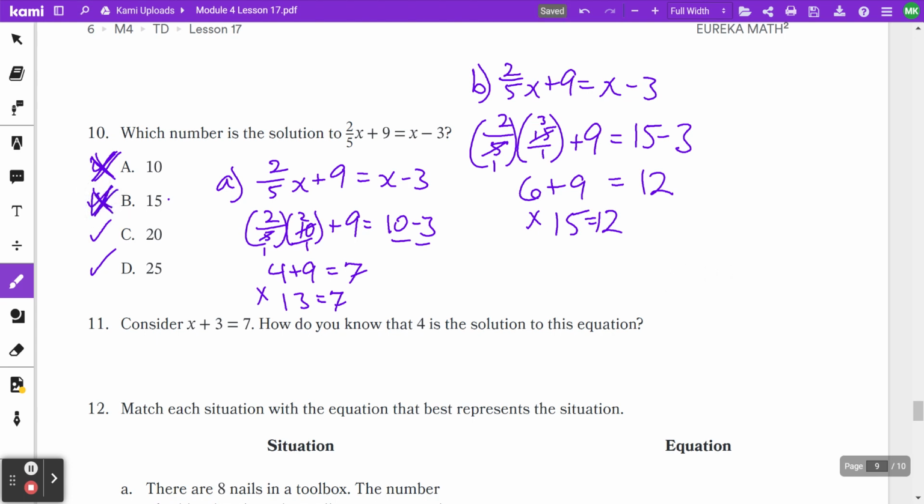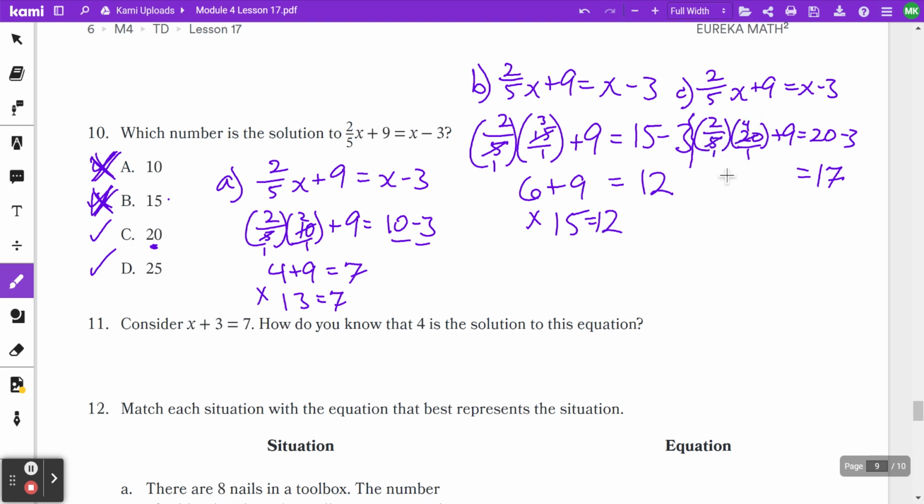Okay, so let's see. Am I running out of space here? I am. I'll have to work a little smaller. Let's do part C. 2/5 x plus the 9 equals x minus 3. So let's use multiplication. 2/5 times the 20. Times the 20 plus the 9 equals that same 20 minus 3. Well, that gives me 17. If I simplify here, 5 goes into 5 once. 5 goes into 20 4 times, so I get an 8 plus 9. If I combine that, I get 17 equals 17. Aha. So that works.